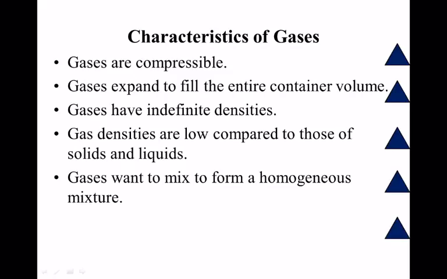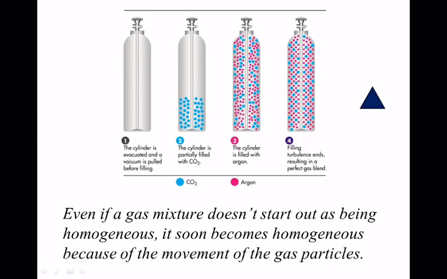So we have a figure from your textbook that looks like this, where the different colors are the different colored gases. The first one is an empty cylinder. We put in CO2, which is blue, and then we add argon to it. And given time, it's going to form a homogeneous mixture. It's not going to layer up.